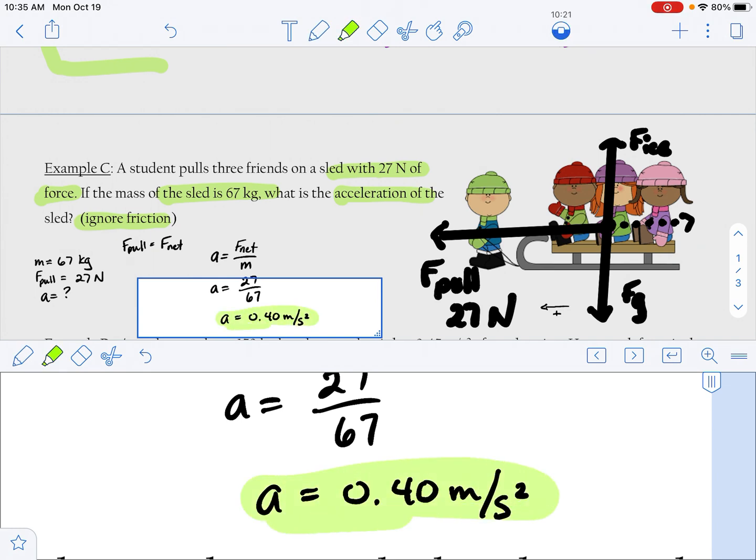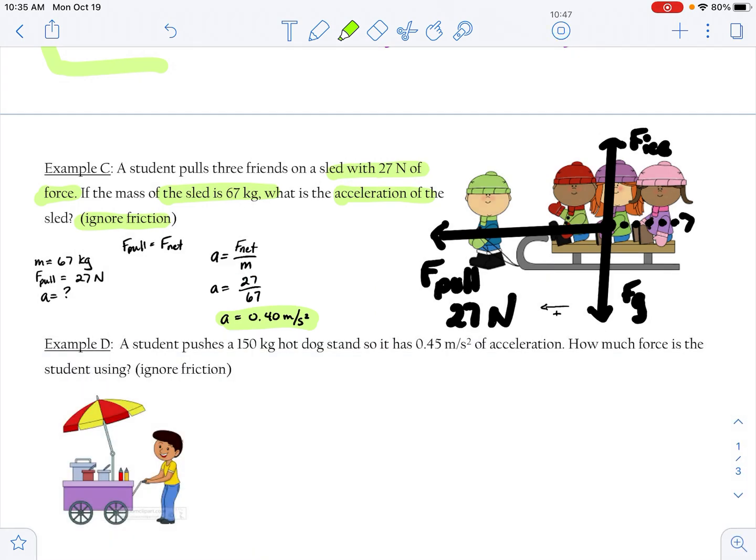Now, you're going to look at that and think, wow, that's really slow. What a boring sled ride. Remember, that's not the velocity, right? That's the acceleration. So that's how much the velocity is changing. So it'll be slow in the beginning, but if the student keeps pulling, it's going to get faster as we go along. All right? So again, if you have questions, go ahead and write them right there so that when we go over these notes next class, we will be able to answer your questions. Let's look at the second example.